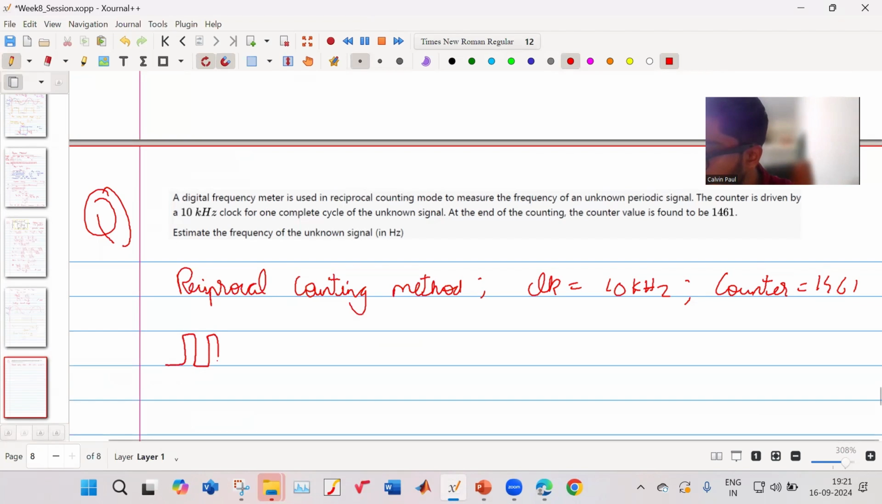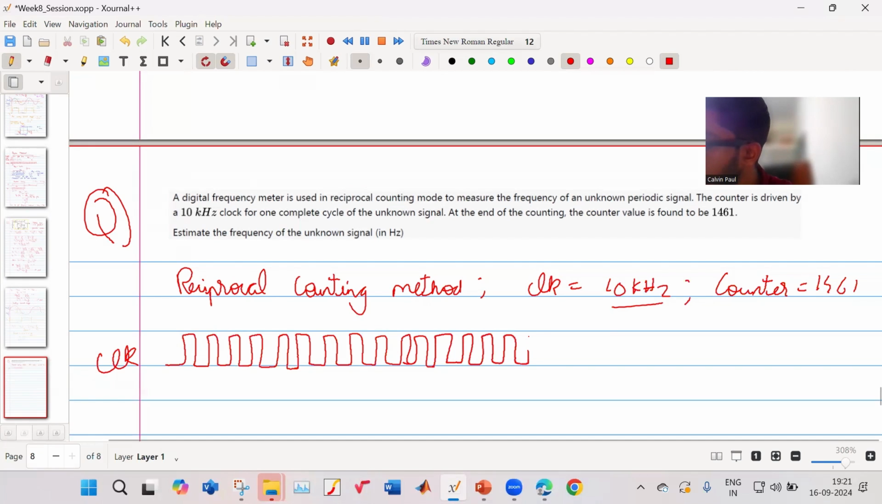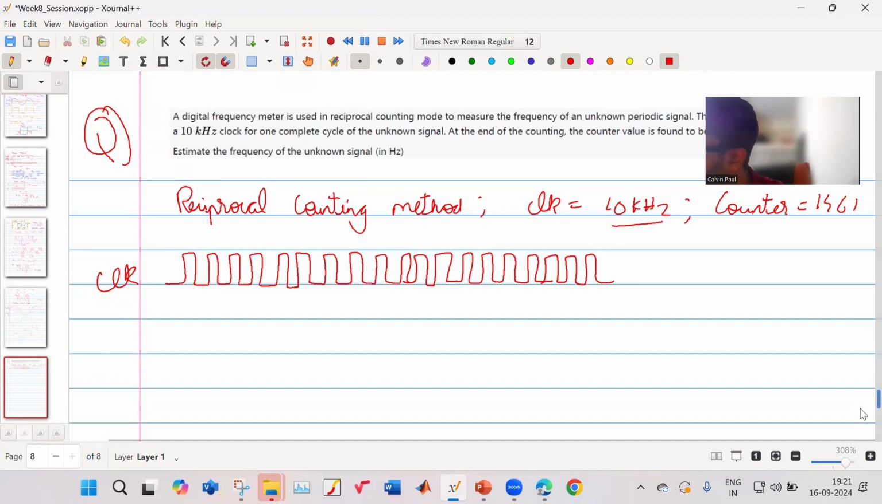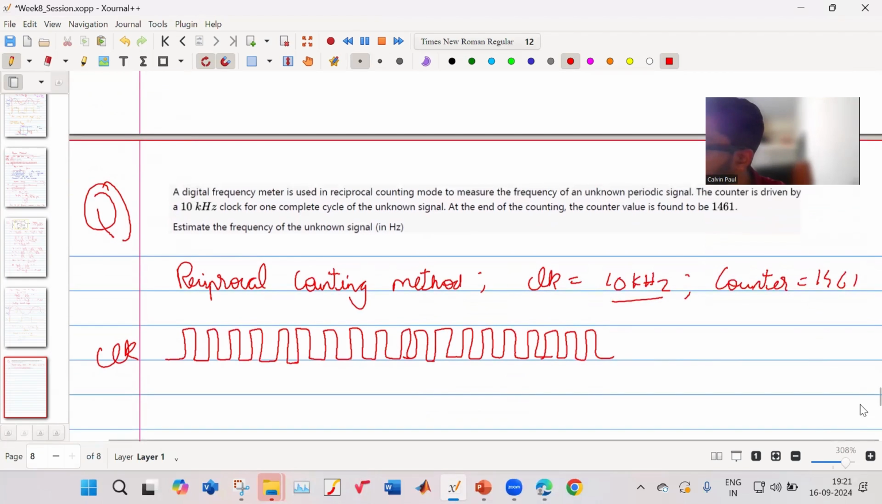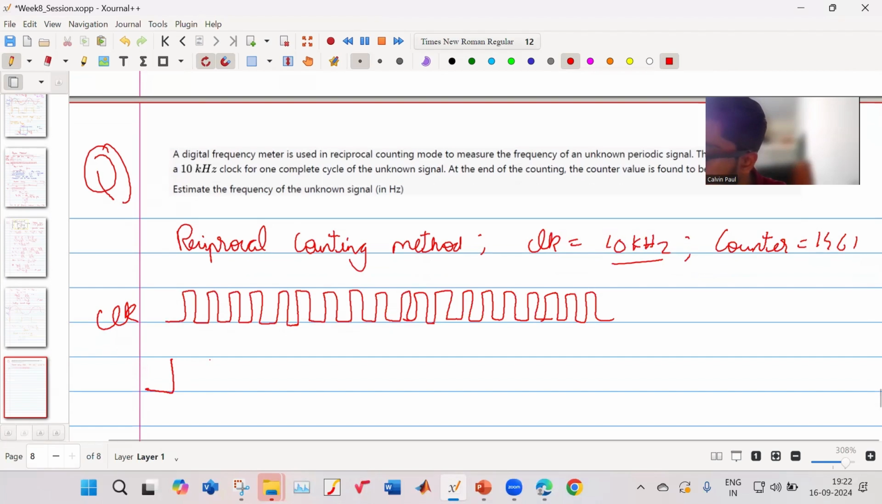So now we have a 10 kilohertz signal. Okay, this is my clock of 10 kilohertz. It is coming regularly. Now we have a reciprocal counting method. In the reciprocal counting method, we will have a gate time. Okay, this is my gate.